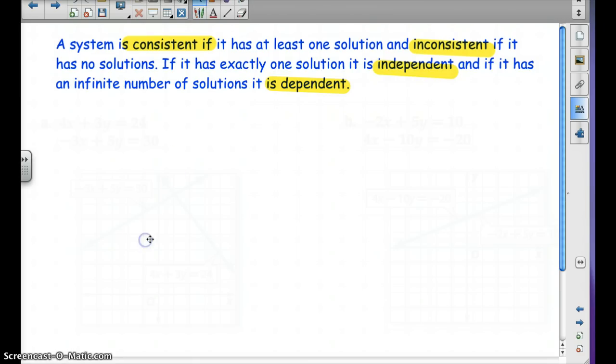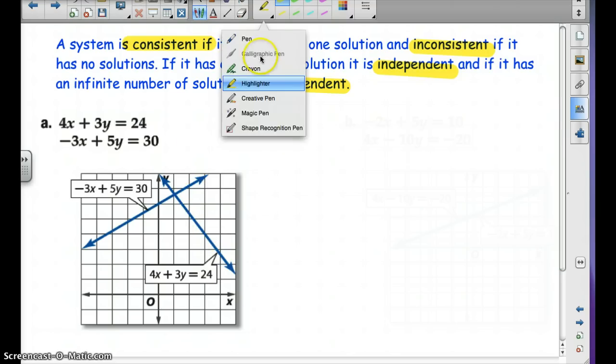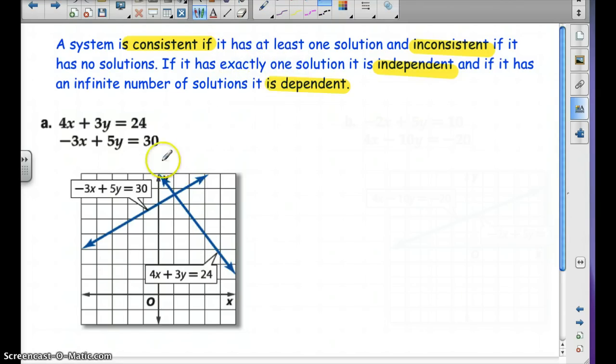So this one shows the lines intersect at one point here. So there's one solution, so it's consistent and independent. And I'll write that down. So this one would be consistent and independent.